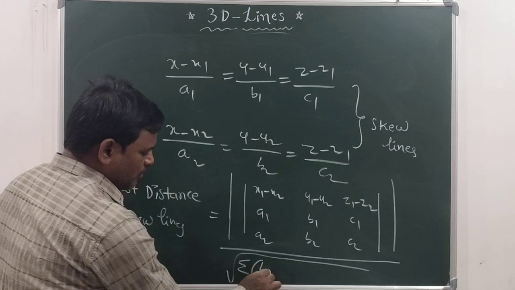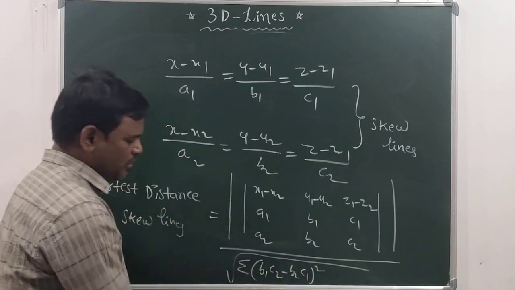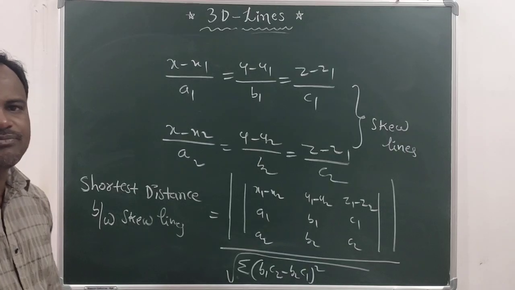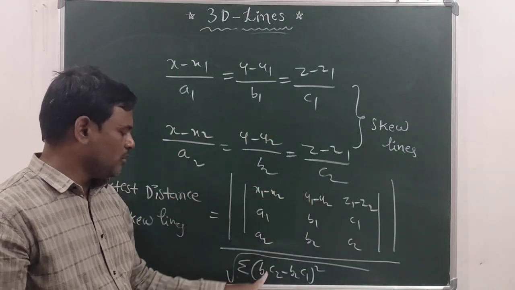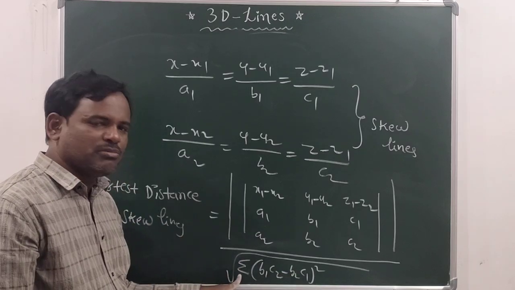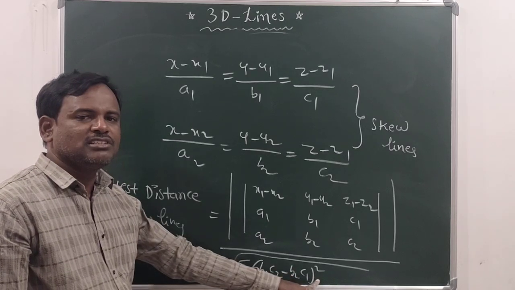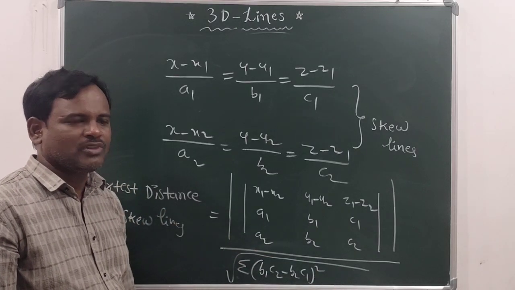Summation of (B1 C2 minus B2 C1) whole square. You know the meaning of summation. So here A1, B1, C1, A2, B2, C2. Here I wrote only the combination of B and C. When you remove this sigma symbol, you have to write plus the CA combination plus the AB combination.